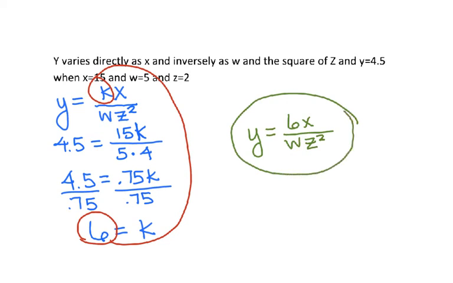So remember, if it varies directly with a variable, that variable is going to go in the numerator. If y varies inversely with a variable, that variable will go in the denominator. And k, the variation constant, is always in the numerator, and we solve for that.